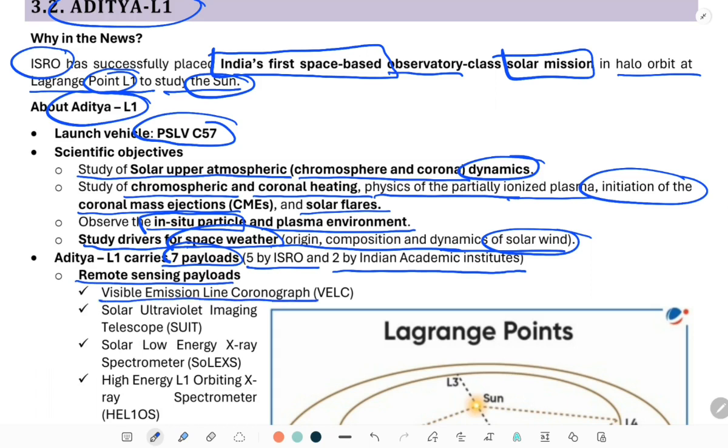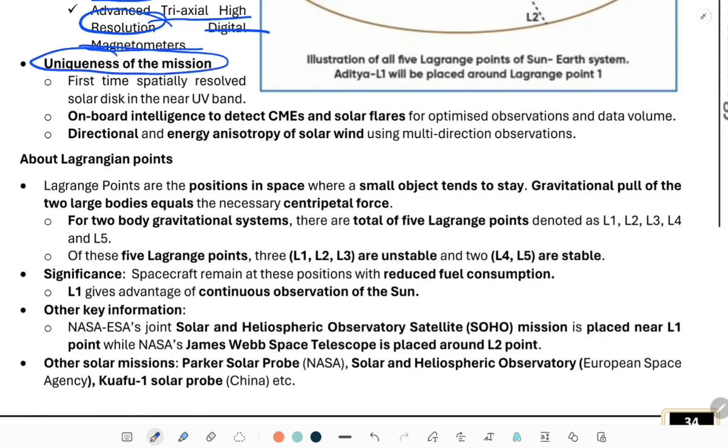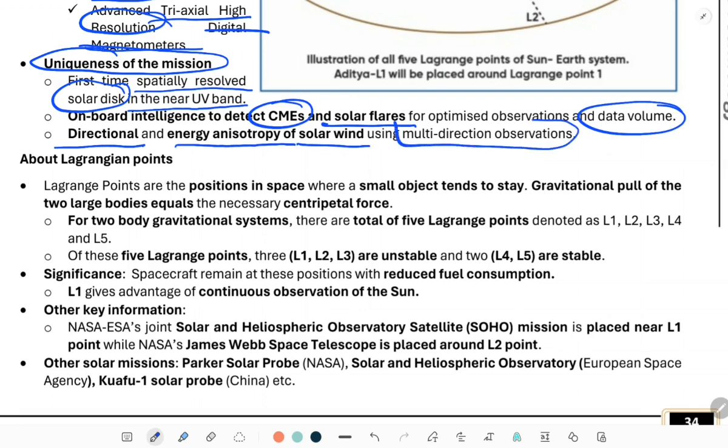It has remote sensing payloads: the Visible Emission Line Coronagraph, the Solar Ultraviolet Imaging Telescope, the Solar Low Energy X-ray Spectrometer, and the High Energy L1 Orbiting X-ray Spectrometer. Then the in situ payloads: the Aditya Solar wind Particle Experiment, the Plasma Analyser Package for Aditya, and advanced triaxial high resolution digital magnetometers. The uniqueness of this mission is that, for the first time, the solar disk is spatially resolved in the near UV band, with onboard intelligence to detect CMEs and solar flares for optimized observation and data volume. Also, directional and energy anisotropy of the solar wind is studied using multi-directional observation.